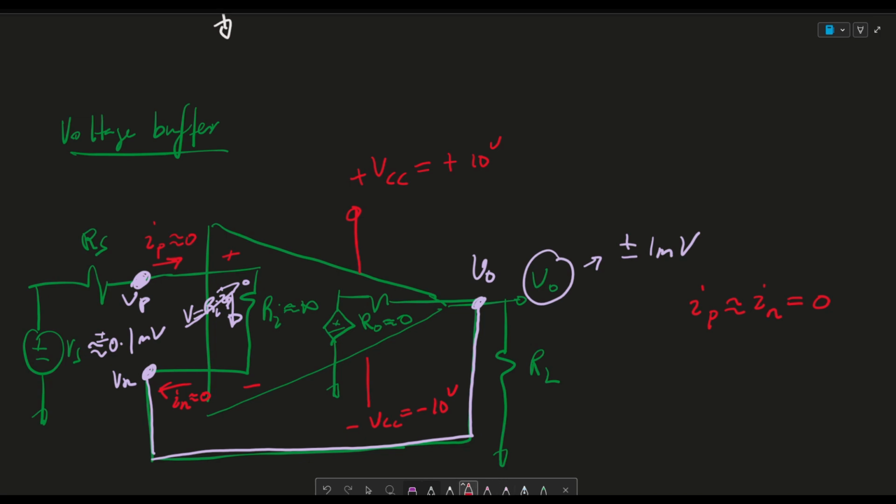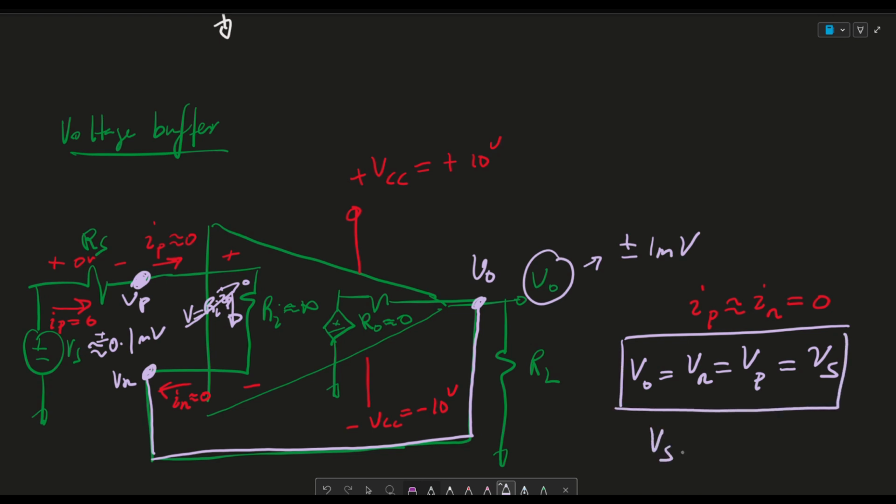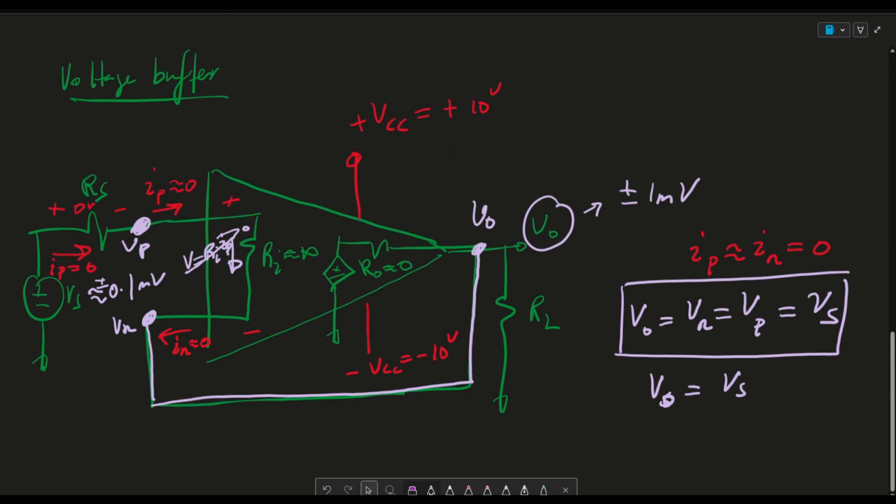And again, here IP equals 0. So that means there's no voltage drop here. This is 0 volts. So what we can conclude and we can say is that VO is equal to VN is equal to VP is equal to VS. Or we can say then that VO is equal to VS. And we know that AV, the gain of this circuit, is VO over VS, which is equal to 1. So this is where the unity gain comes from.